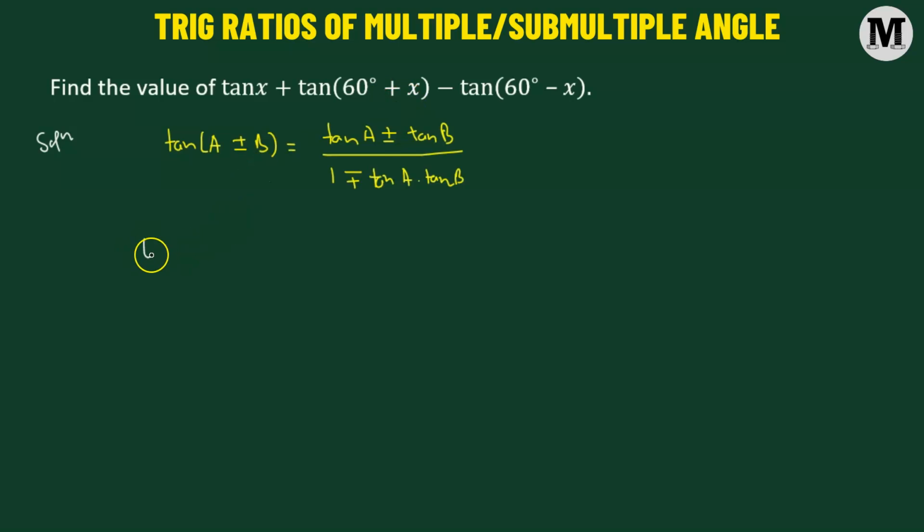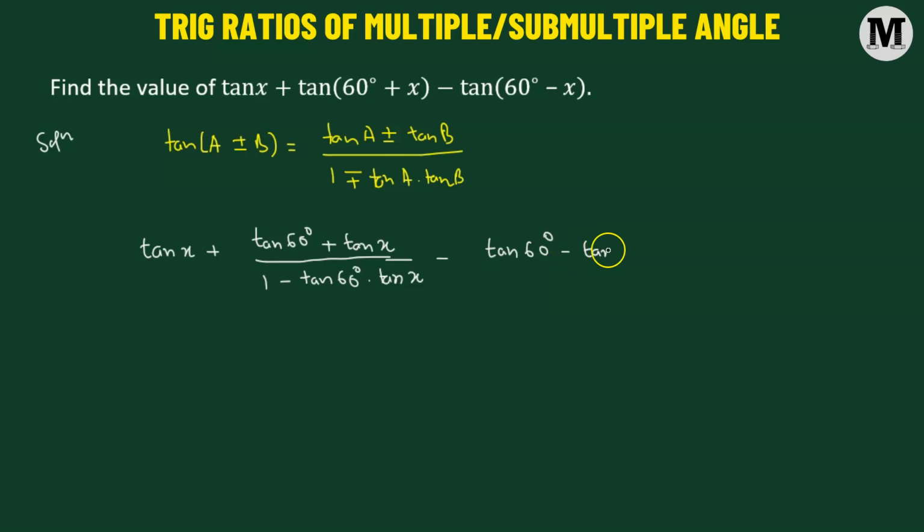Fine. So let's use this to expand the second and the third term. So our first term is going to be tangent of x. That will be added to, so we will take tangent of 60 degrees plus x. So we're going to use tangent of 60 plus tangent of x divided by 1 minus tangent of 60 degrees times tangent of x. Then we come to the third term, so we'll expand it to get tangent of 60 degrees minus tangent of angle x whole divided by 1 plus tangent of 60 degrees times tangent of x.